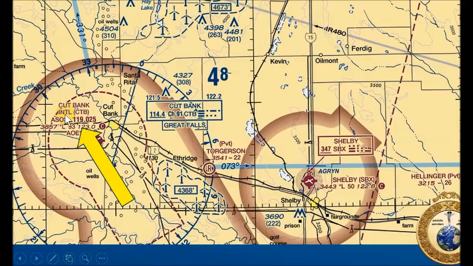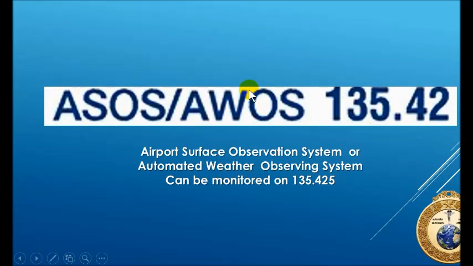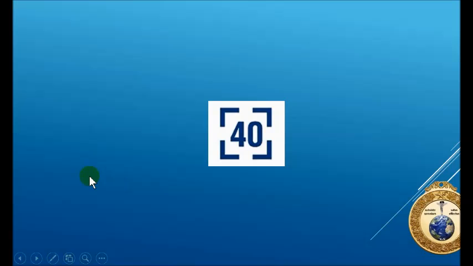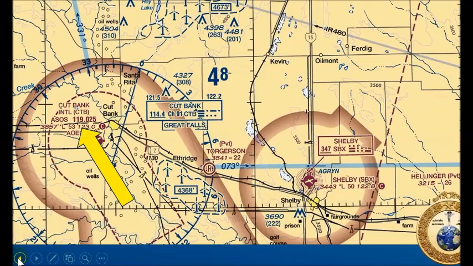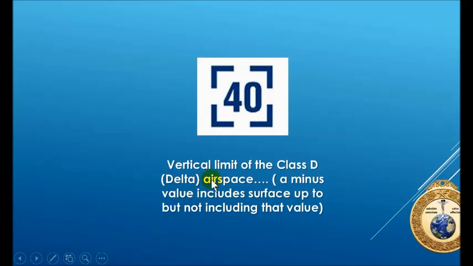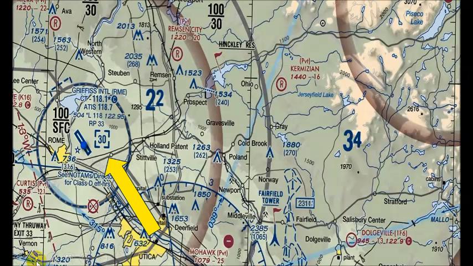Basically what we have here is the ASOS that we just talked about when we were talking about AWOS and ASOS. This is blue, so it would be at a controlled field, but not only; an uncontrolled field or non-towered airport could also have the same type of system. You look at this symbol, what does that mean? I know it's Class Delta, it's the vertical limit. But if there was a minus, it would be up to, but not including, that value. So if there's a minus symbol here, it would be 3,999 feet.